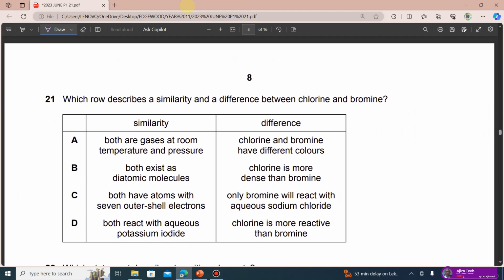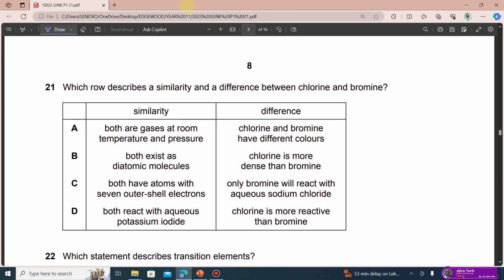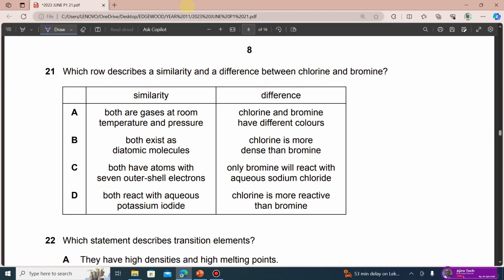Question 21. Which rule describes the similarity and the difference between chlorine and bromine? Let's read through these options so we can eliminate any that do not align. Both are gases at room temperature and pressure. No. Chlorine and bromine have different colors. This is correct. Both exist as diatomic molecules. This is correct. Chlorine is more dense than bromine. That's not possible. Both have atoms with 7 outer shell electrons.